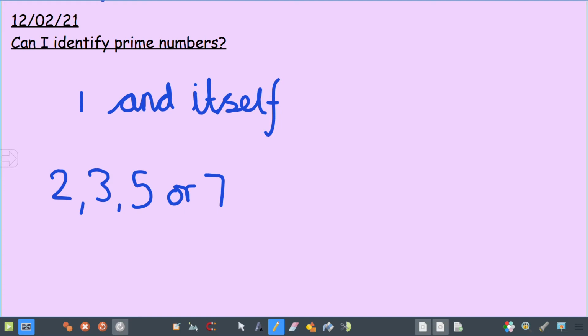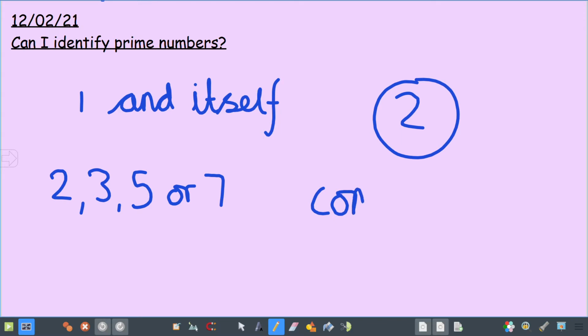Now, I think what is special about the number 2, I know you're all saying it, 2 is the only even prime number. Every even number after the number 2 is not going to be a prime number, it's going to be a composite number, because it's a multiple of 2. Okay, so it can be divided by 2.